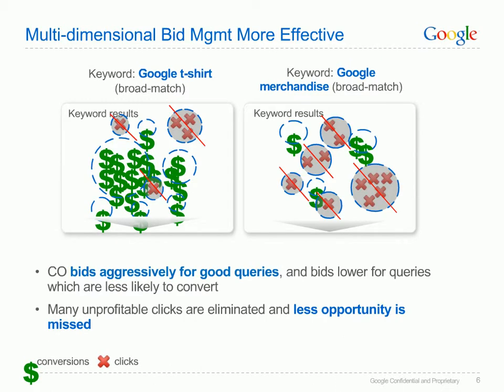Multi-dimensional bid management takes this a step further. It looks deeper than just at the keyword level. In multi-dimensional bid management, the system can see that there are some clicks which aren't good from Google T-shirt and some from Google Merchandise that are very good. Some examples of what Conversion Optimiser could take into consideration are the fact that the advertiser doesn't ship to New Zealand. In this example, a user in New Zealand wants to purchase a Google T-shirt, goes to the website, but then realises they can't purchase a shirt since it won't be shipped to New Zealand, so that user doesn't convert. Conversion Optimiser can see that ads convert at different rates for people in New Zealand and bids lower for the click that is less likely to convert.